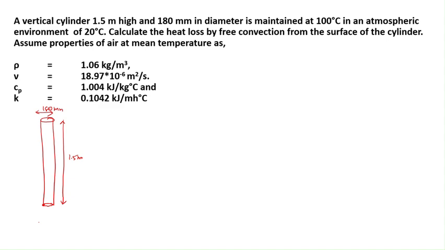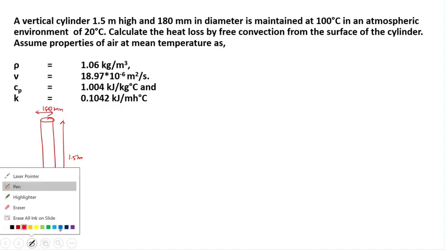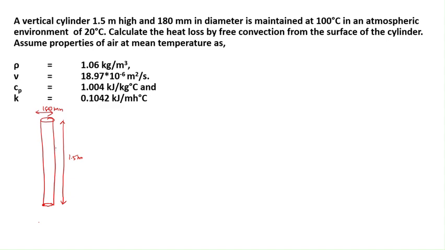Then the plate temperature is maintained at 100 degrees Celsius. So here the wall temperature, T_w, is maintained at 100 degrees Celsius, and the ambient air temperature, T infinity, is maintained at 20 degrees Celsius. So these are the given data: 180 mm diameter, 1.5 meter height, 100 degrees Celsius surface temperature and 20 degrees Celsius air temperature. Calculate the heat loss by free convection. So because of free convection, how much heat is lost from the cylinder?